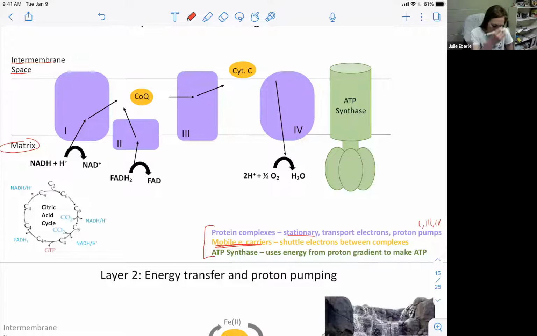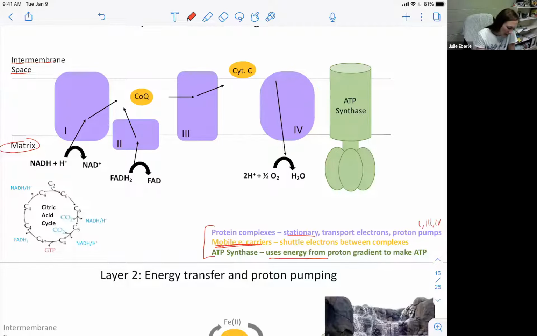Then the green thing that you see is ATP synthase. This is a huge protein with 2 gigantic parts, and it looks really complicated, and it is. But that's ultimately going to use the energy from the proton gradient, and that's where ATP is going to be made. Okay, so ATP synthase is the name of it.